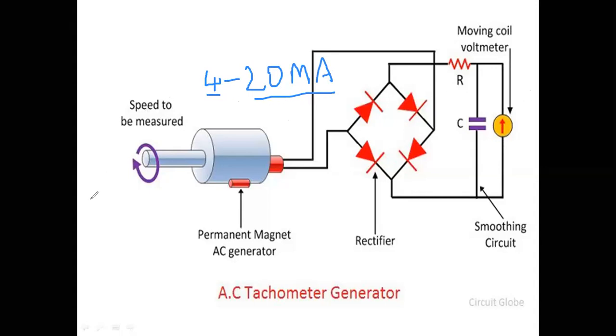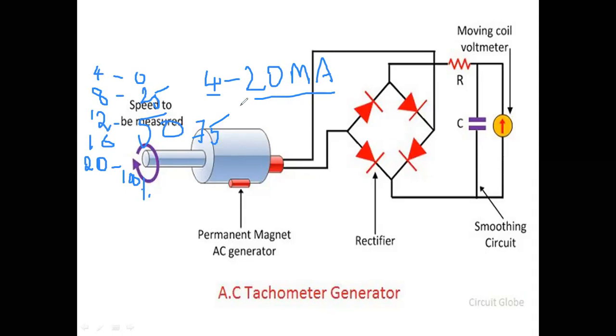So 4 to 20 milliamps corresponds to the total range of the instrument, such that 4 milliamps means 0% input, and 20 milliamps means 100% input, 100% speed. 8 milliamps means 25% of rated speed, 12 milliamps means 50% of rated speed, and 16 milliamps means 75% of rated speed. So the graph must be linear in this range of 4 to 20 milliamps.